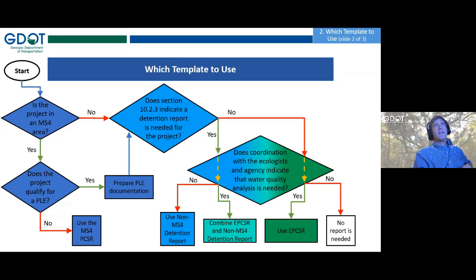What you're looking at here is a flow chart, which can be used to decide which template to use, since sometimes a project will have multiple purposes for analyzing runoff. So you'd start at the top of the flow chart. If the project is in an MS4 area, follow the green arrow down. If the project does not qualify for project level exclusion, use the MS4 post-construction stormwater report template. This template can also contain detention and ecology analysis if needed.